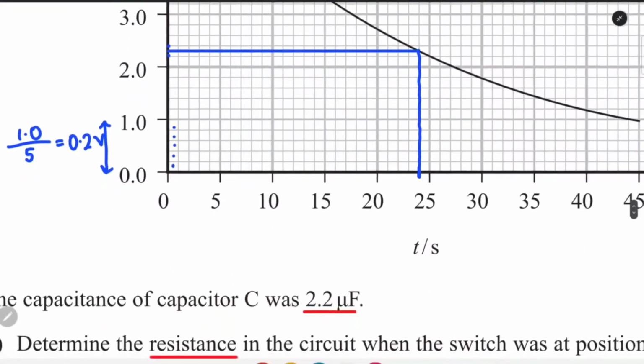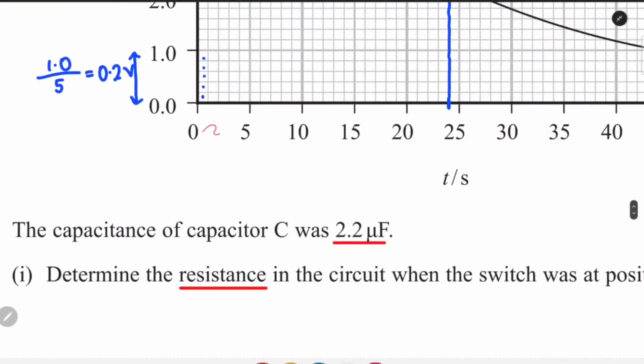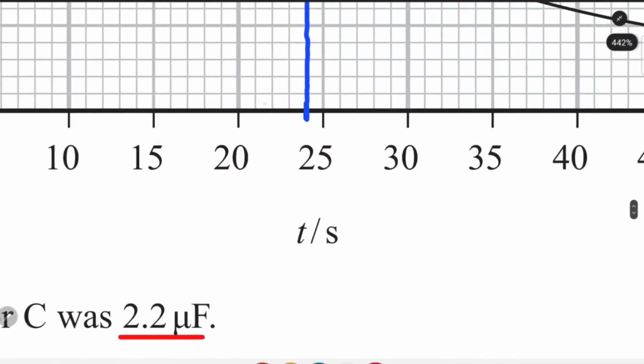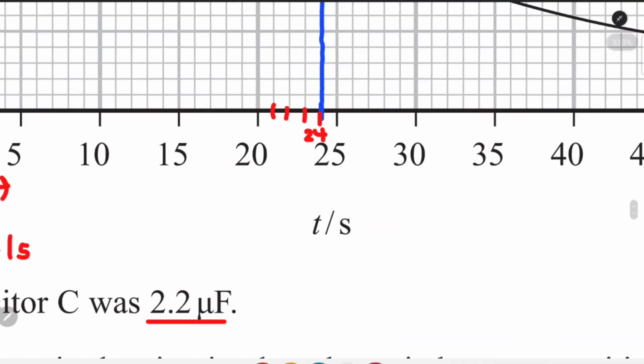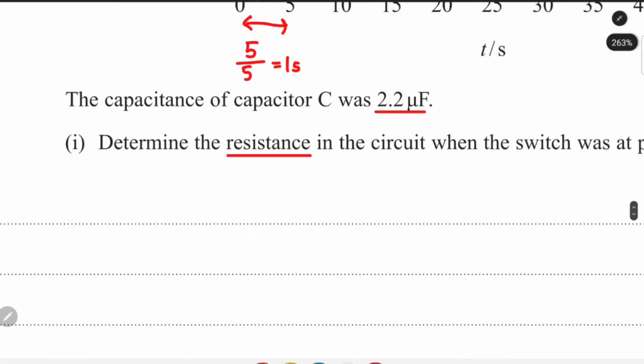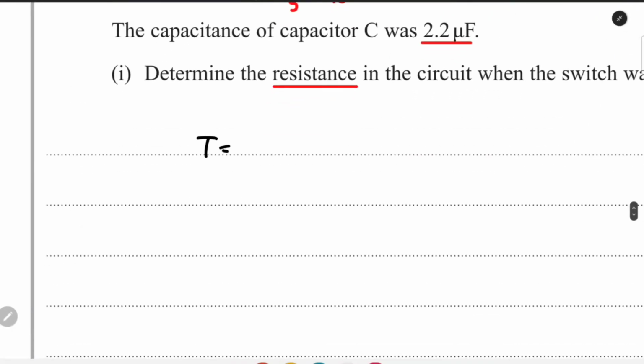Now on the x-axis, each 5 boxes represent 5 seconds. So each box represents 1 second. So this is 21, 22, 23, 24 seconds. So the time constant, T equals RC, is equal to 24 seconds.